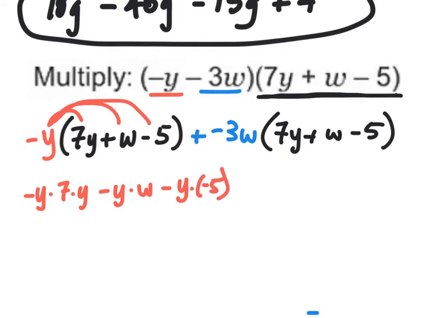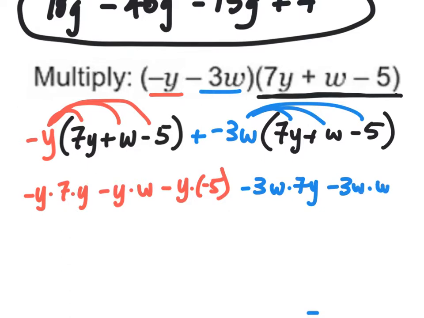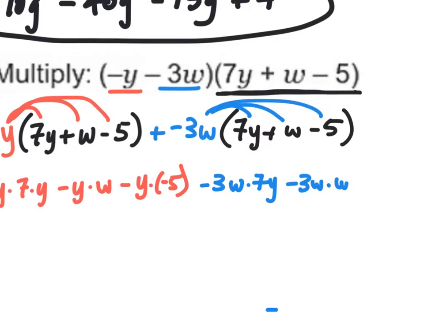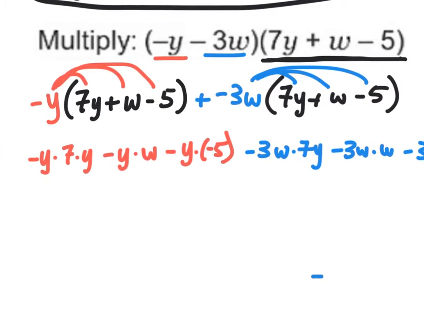Now let's go ahead and do the part where we distribute the negative 3w. So I'm going to multiply that by each of these values. So I'm going to take minus 3w times 7y, minus 3w times w, and then minus 3w times negative 5. So now let's combine all of our like terms.